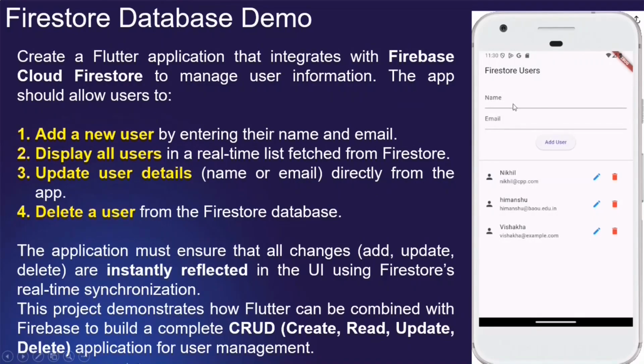The app should allow a new user. Here if I type name and email and then click on add user, it will be added to this list and it is also stored in Firestore database. Then it displays all users that you can see here. Whatever users we have added is shown as a list.